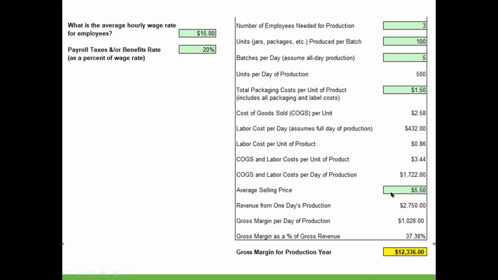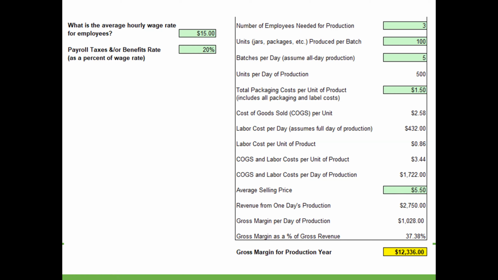Now I have to plug in a number for my average selling price. And that would be based on what you think you can retail it for, what you can sell it for at the farmer's market. And we're assuming we can sell it for $5.50, or maybe we're wholesaling it. But our average selling price is $5.50 per jar. So my gross revenue from one day's production, 500 jars at $5.50, would be $2,750.